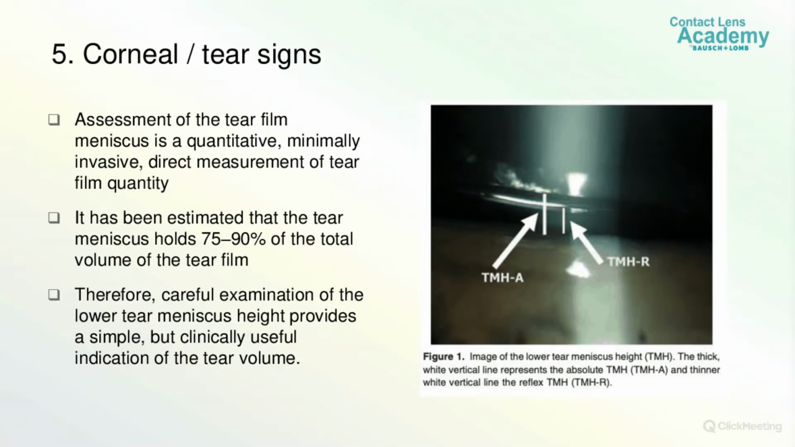The tear signs. Assessment of the tear film meniscus is a quantitative, minimally invasive, direct measurement of tear film quantity, and it has been estimated that the tear meniscus holds 75 to 90% of the total volume of the tear film. Therefore, careful examination of the lower tear meniscus height provides a simple but clinically useful indication of the tear volume, and also the screening of dry eye disease.